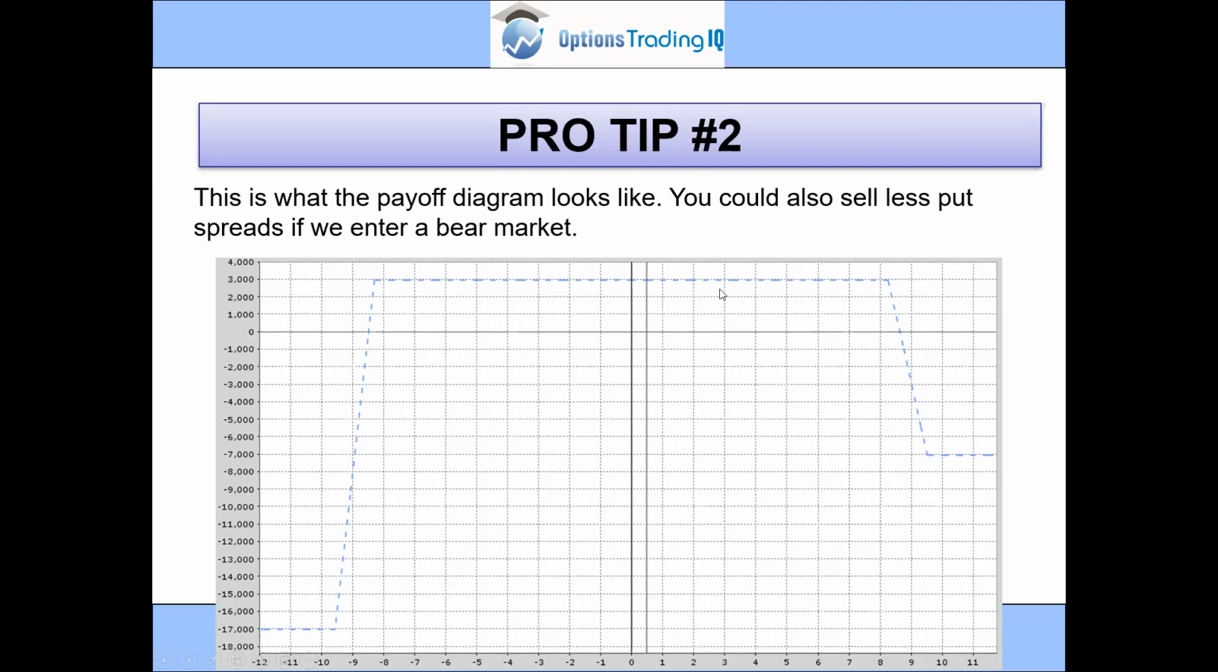You could also do the opposite if we go into a bear market. It's not something I really do a lot of, but you could sell more call spreads and less put spreads. We haven't really had to do anything like that for a number of years because the market's been so strong.